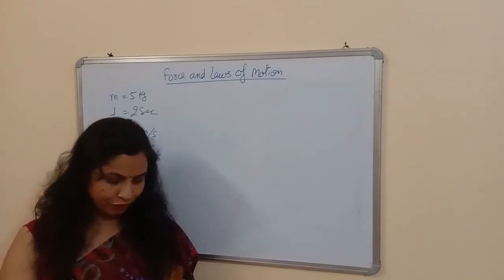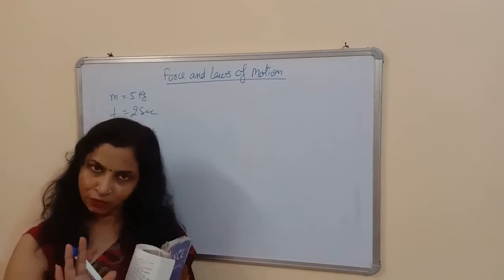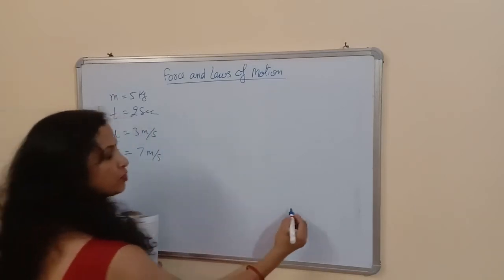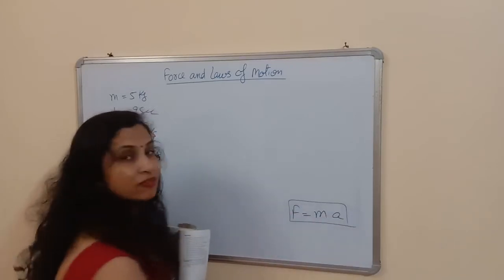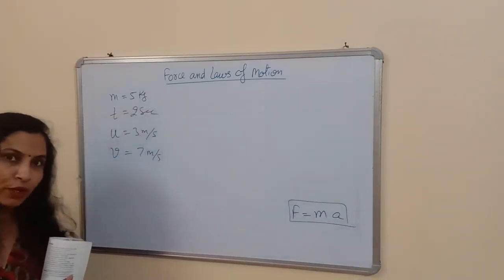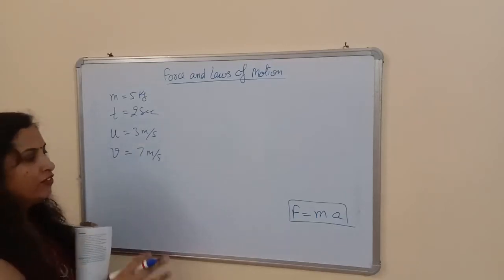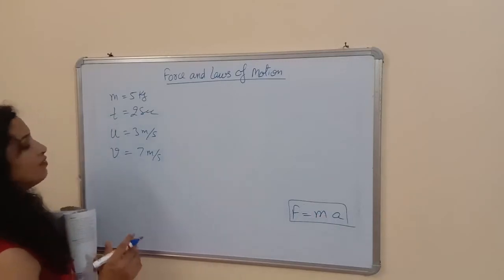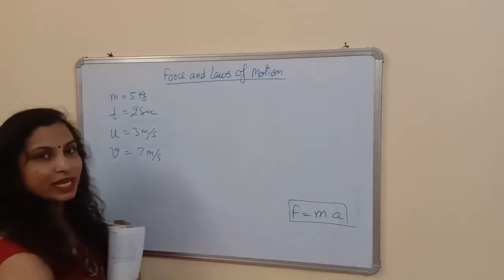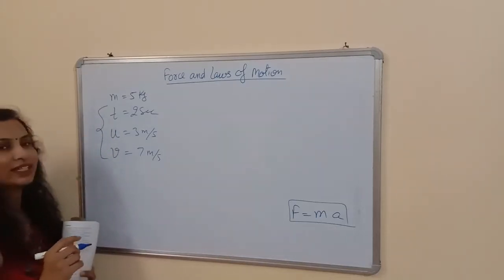Find the magnitude of the applied force. So first you have to find the force applied. You know the formula for force: according to Newton's second law, F is equal to m into a. This is the formula for finding the force on a body. How much force you are applying on the body, we can find by using F is equal to m into a. Then how will you find the value of a? Because we don't know the acceleration.